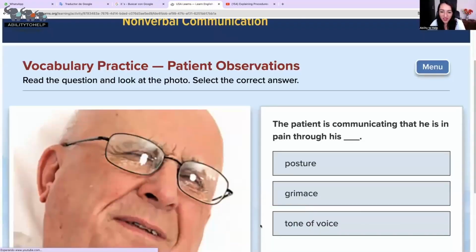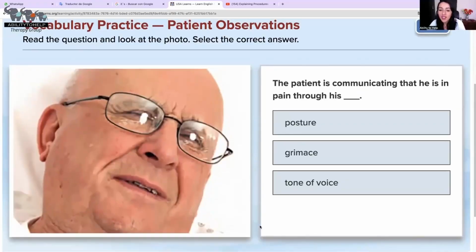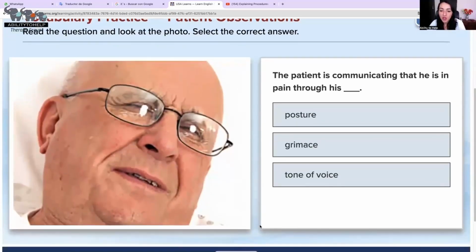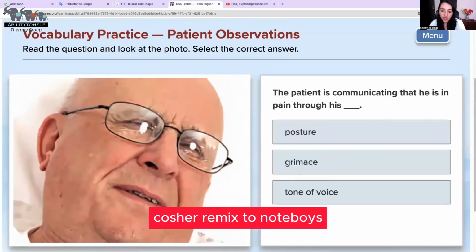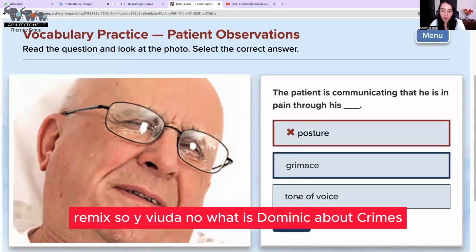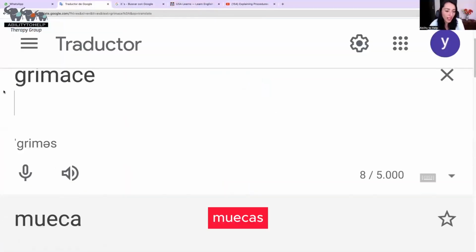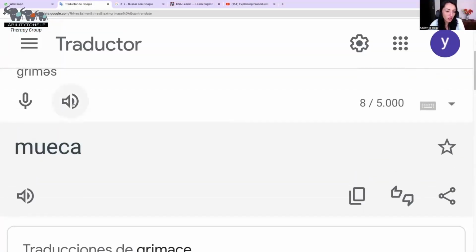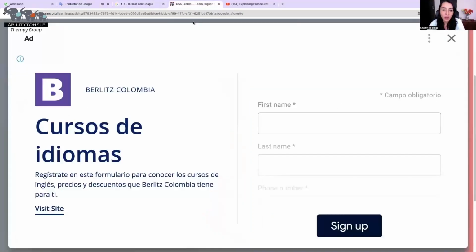All of the above. The patient is communicating that he is in pain. So he is, through his posture, grimace, tone of voice. So if you don't know the meaning of grimace, muecas, grimace. Your grimace.